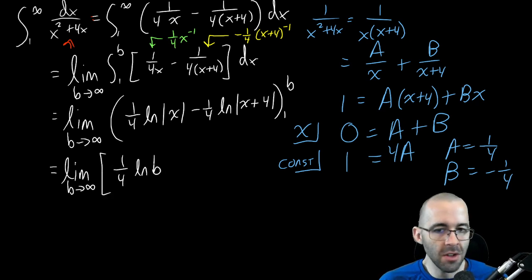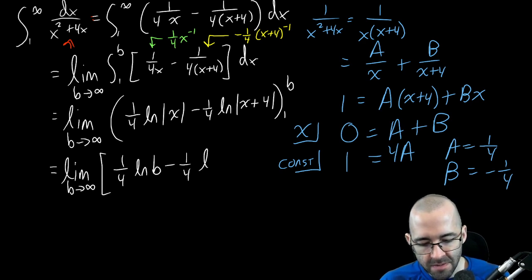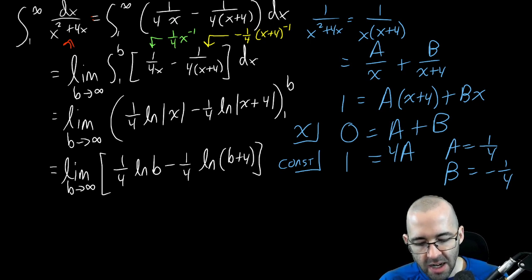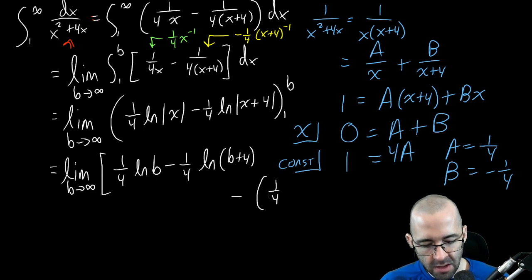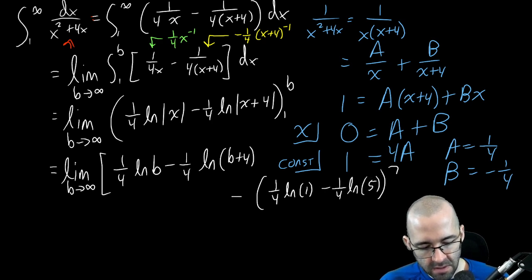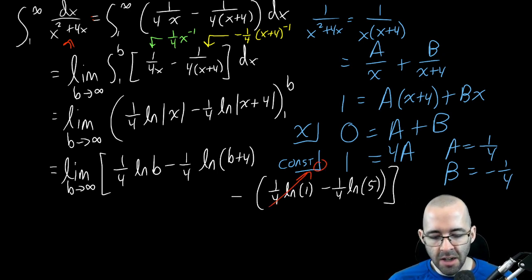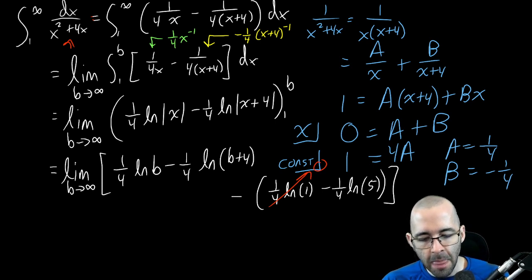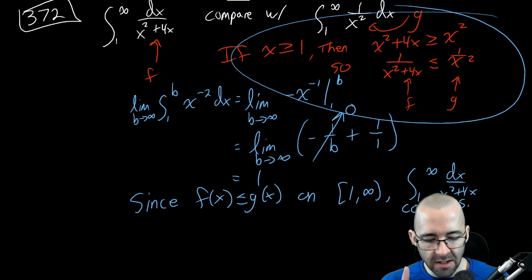1/4 natural log of b. Don't need the absolute values. b is going off to infinity. -1/4 natural log of b plus 4. And we're subtracting that. Oh, I shouldn't have ended my brackets yet. We're subtracting by what happens when you plug in 1. 1/4 natural log of 1. Oh, that's 0. -1/4 natural log of 5. This guy is 0.